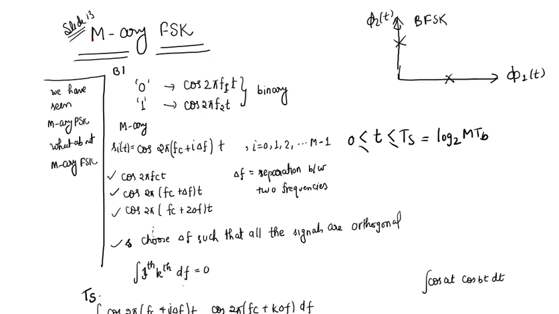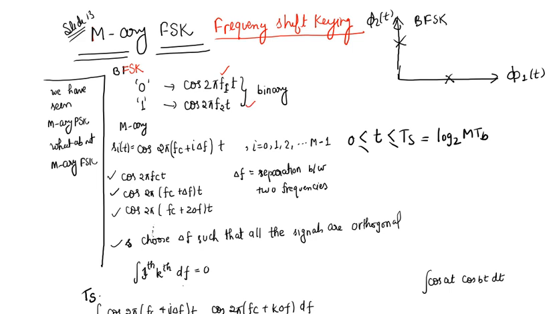Let's discuss what is M-FSK, that is, M-ary frequency shift keying. We have already seen what is binary FSK. In binary FSK, 0 is sent through a frequency of F1, cosine of F1, and 1 is sent through cosine of F2.